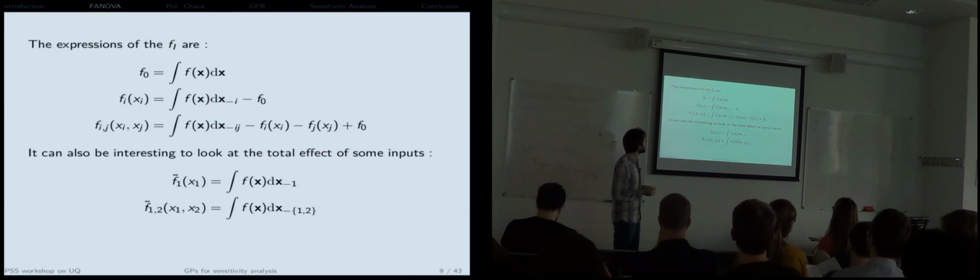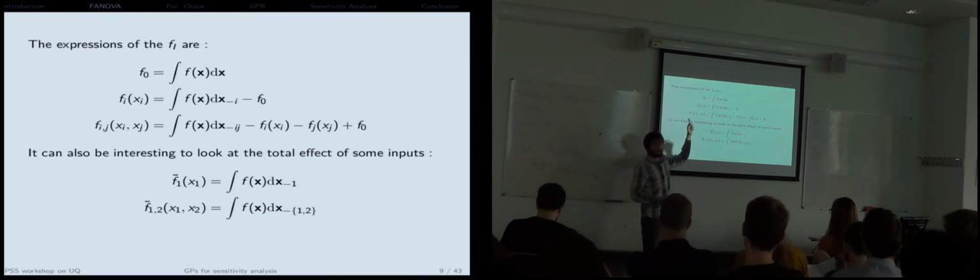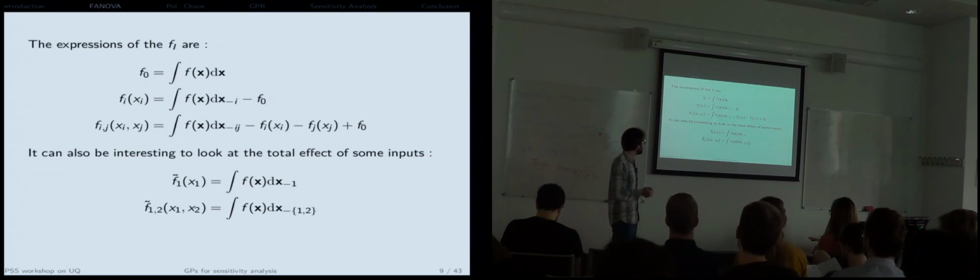So this will be the constant term. This will be called the main effect. These will be the interactions of all the two, and so on. We have a whole decomposition of the function.